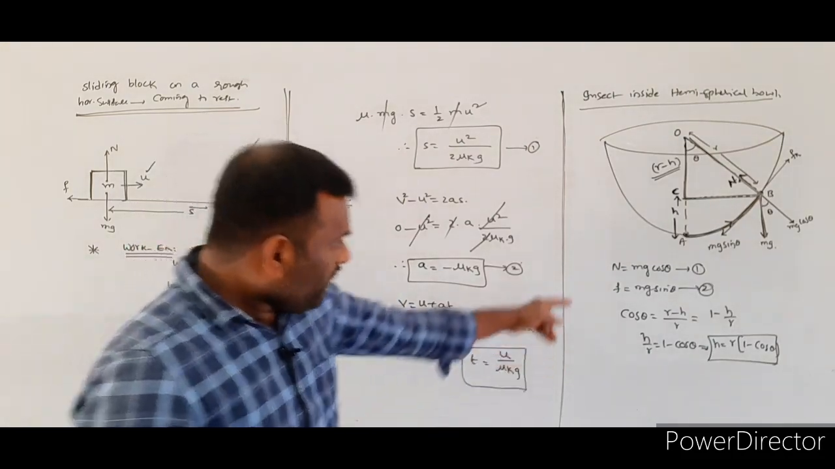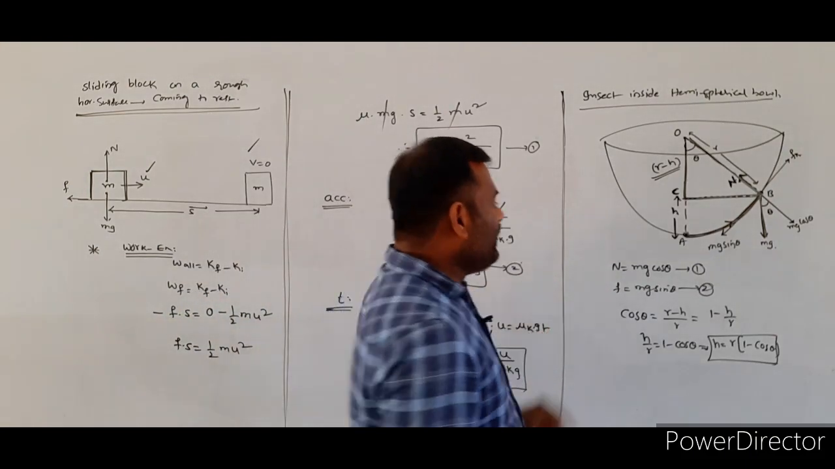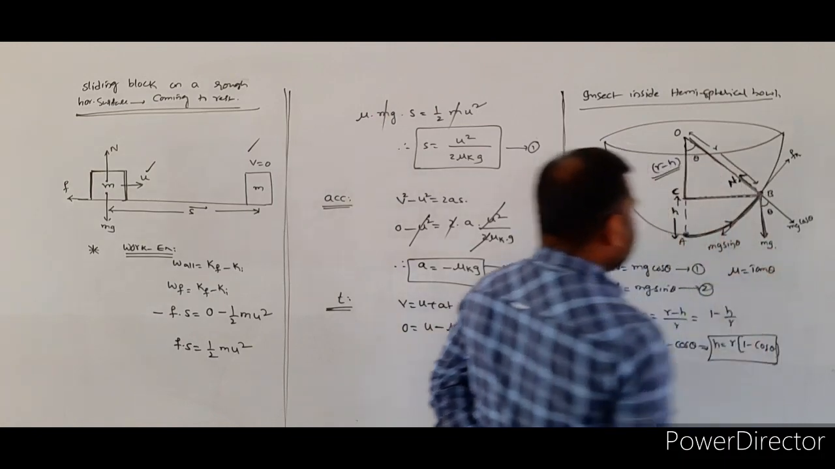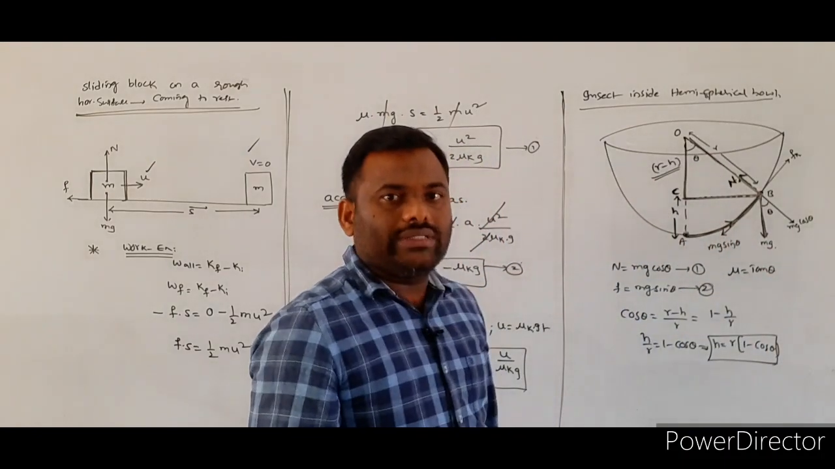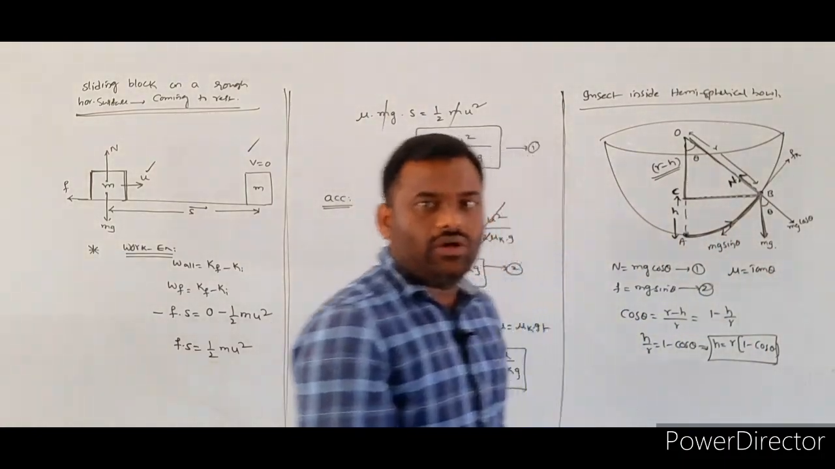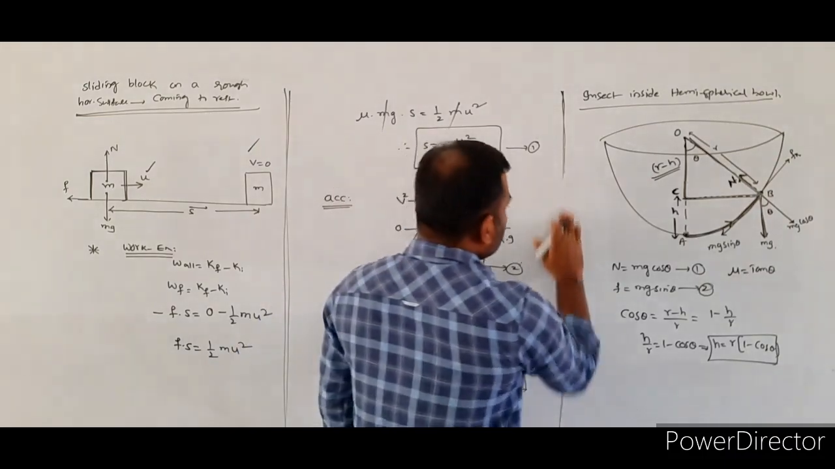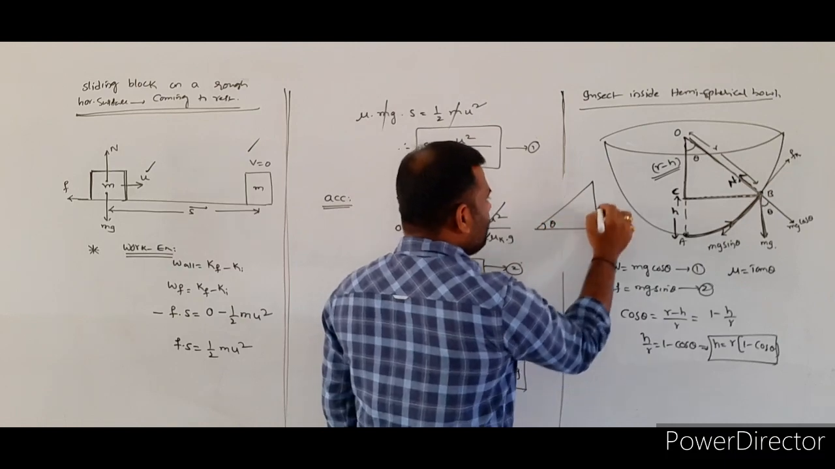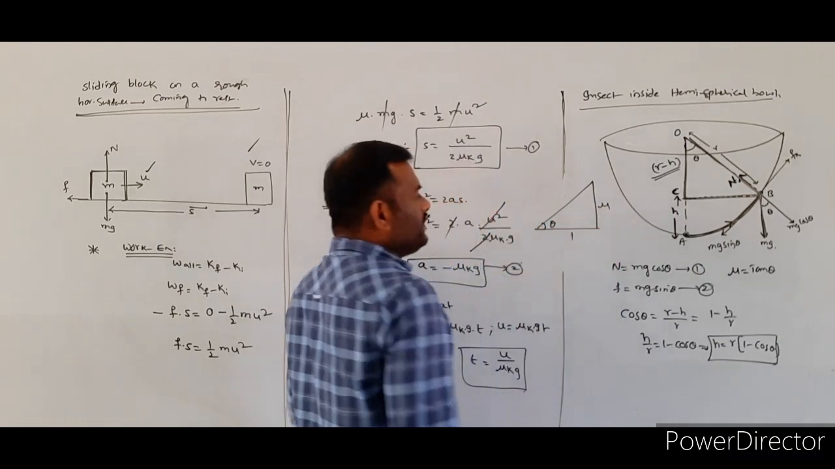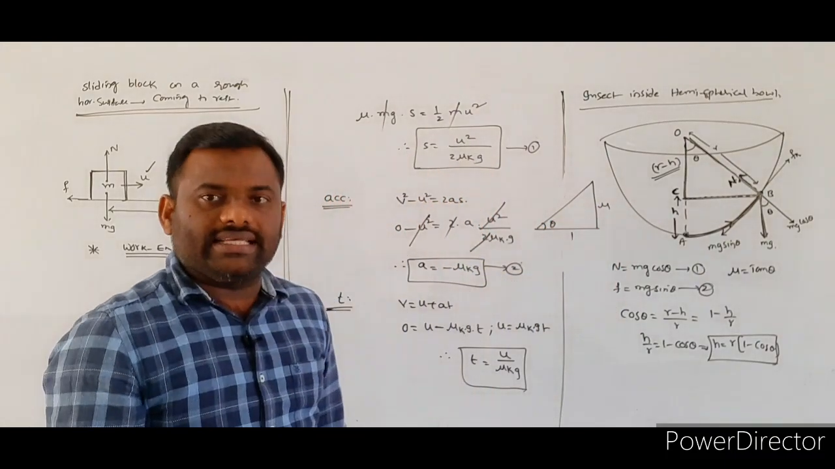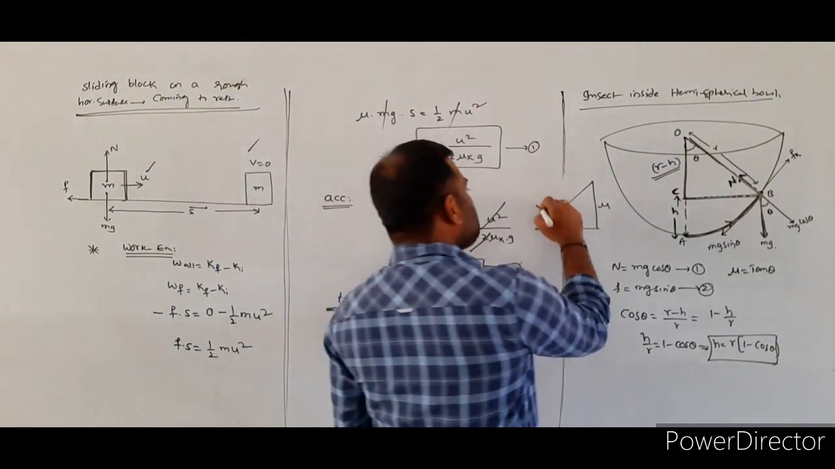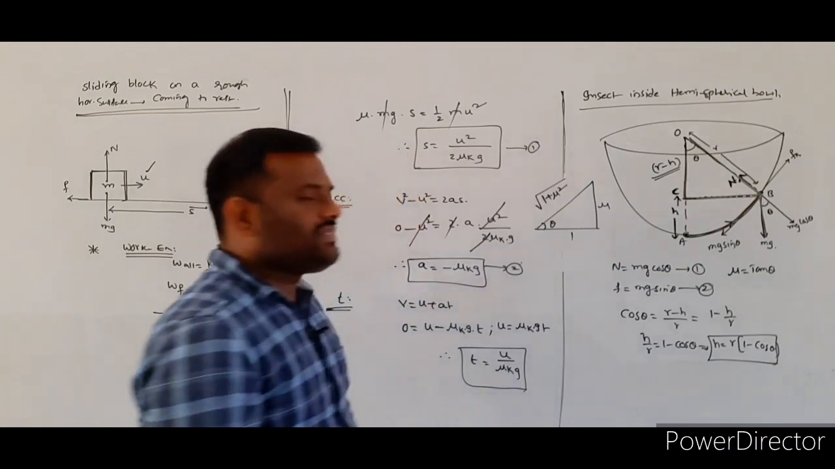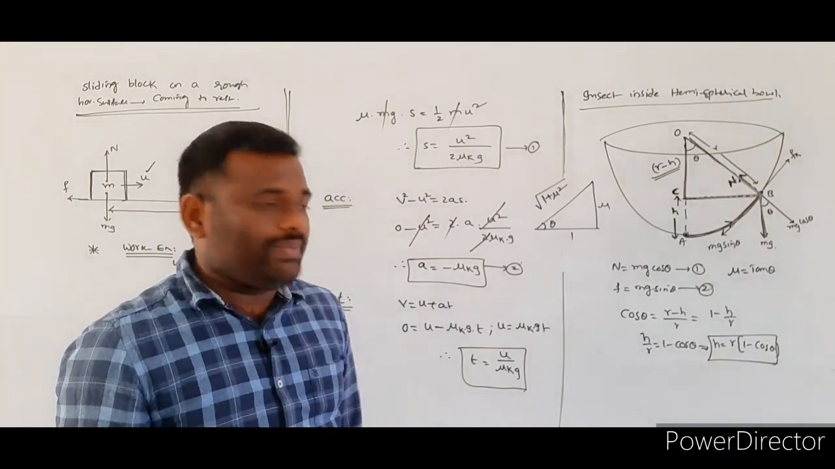Now, from these two equations you will get mu is equal to tan theta. If mu is equal to tan theta, I will take one right angle triangle. This is the angle theta. Tan theta is equal to mu, that is opposite side by adjacent side. So the hypotenuse value is equal to under root of 1 plus mu square.